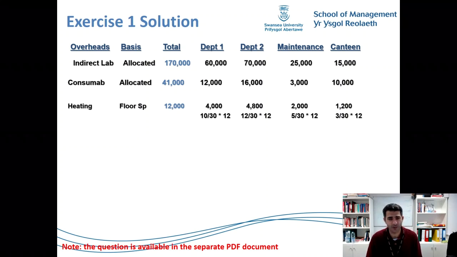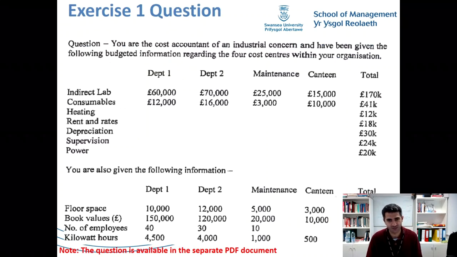So now the £12,000 we need to allocate across the 4 departments. How can we allocate it? Let's have a look. This is math skills, really, not accounting. Have a look at floor space.